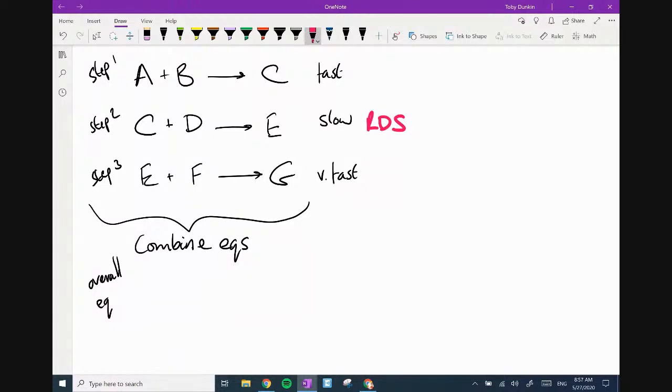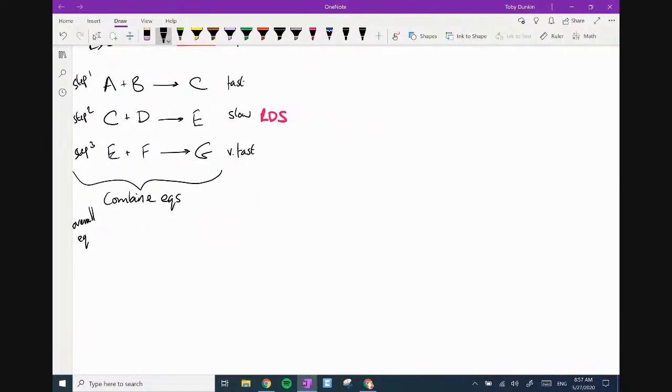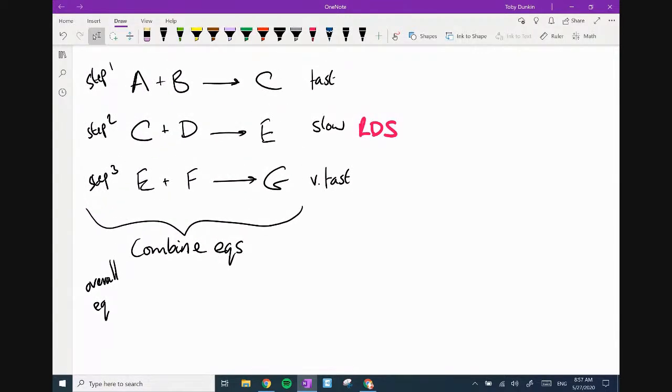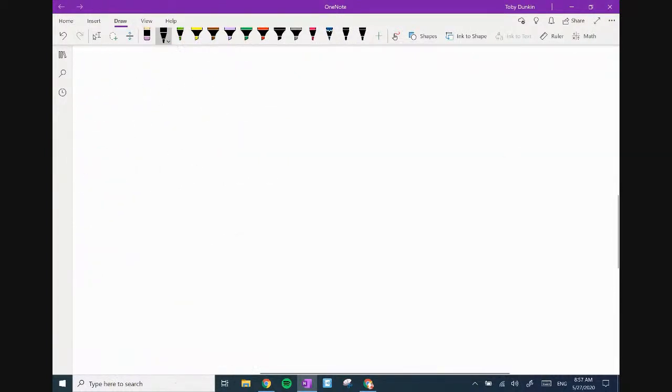The reason why it's rate determining is because step 1 is going to produce C very quickly. C is going to build up, and then it has to be used in step 2, which is slow. We can't do the last step until E has been made, and as soon as E is made, it's destroyed in step 3. The analogy for this is often described as a journey.